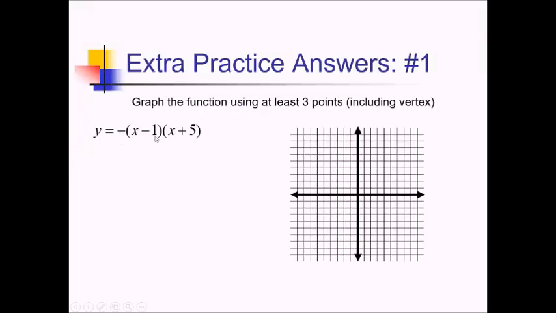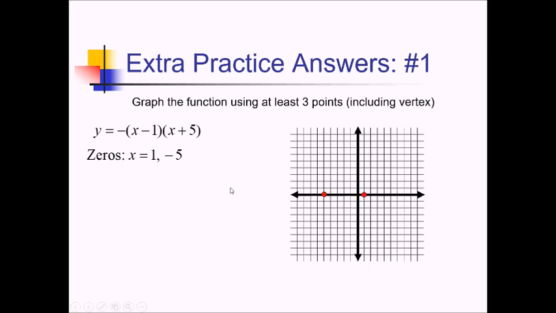To graph this parabola in intercept form, we're going to first find the zeros. So basically set this equal to 0 and figure out what zeros out each of these factors. So we're going to have zeros of 1 for that first factor and -5 for the other factor. And we can graph those right now if we want. So we have the x-intercepts -5 and +1.